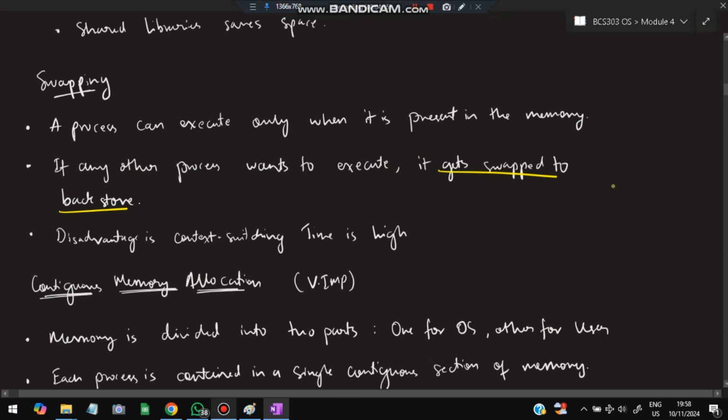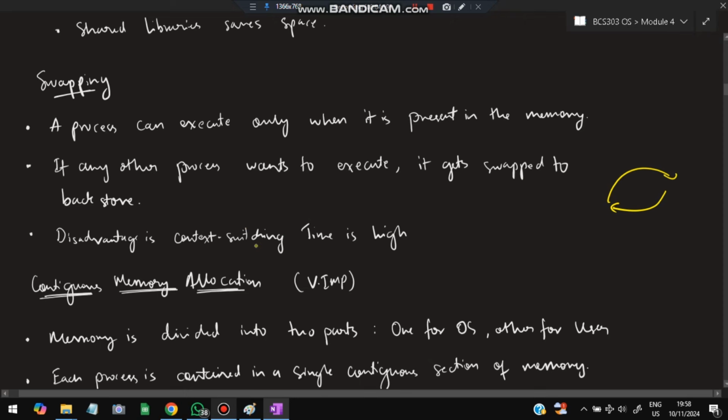What happens is P1 is getting executed. If P2 wants to execute, P1 will be sent to the backing store, which is another place, and P2 will be executed here. When P2 is done, P2 will go to the backing store, and P1 will resume execution. This is based on priority. If P1 is more important, it will be continued. If it is not more important than P2, it will be swapped, and P2 with a higher priority will be given the chance to execute.